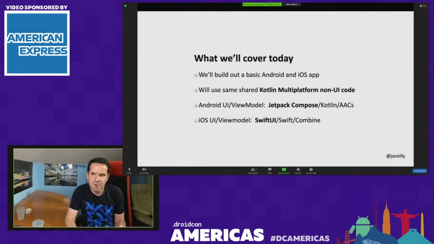I'm a software engineer at Neat, and the plan for today is to demonstrate the building out of a basic Android and iOS app that uses the same shared Kotlin Multiplatform non-UI code and uses Jetpack Compose for the UI on Android and SwiftUI on iOS, using declarative UI frameworks that exist already or are in the process of being developed, I guess, in the case of Compose. And I want to show, hopefully, that when combined together, it's a very compelling combination.